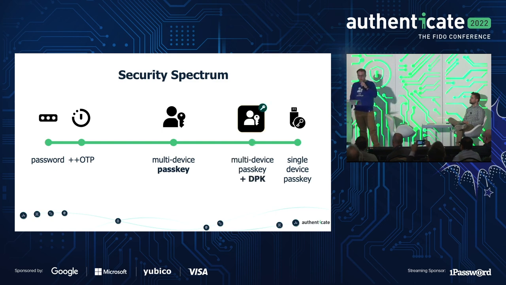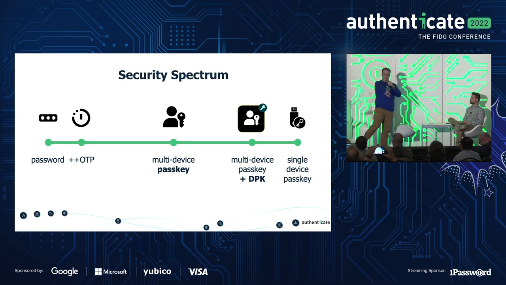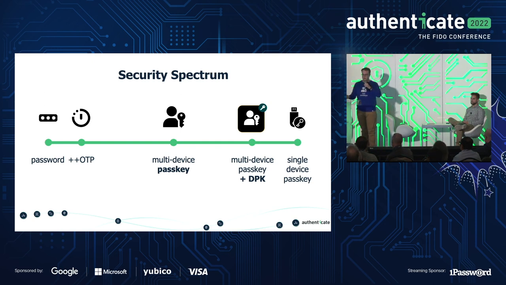Somewhere in the middle here, we've introduced the concept of a device public key, right? So we have in the middle a syncable key. On the right, we have a hardware-bound key. How do we get somewhere in the middle for some of these more advanced use cases? So the device public key, we'll talk about a little bit more in a second, is the idea that you can actually have both a device-bound key and a syncable key that is presented to the relying party for advanced scenarios.